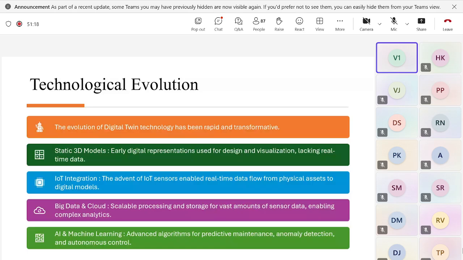It starts with static 3D models, and IoT became more fascinating over the last 5 years. Then it was about big data and cloud, then AI and ML. Then we talk about generative AI and federated learning. Nowadays we talk more about quantum computing and the evolution of semiconductors, and the government of India also supports it. So that's the technological evolution, from static 3D models to AI and machine learning, with more algorithms getting onto it.